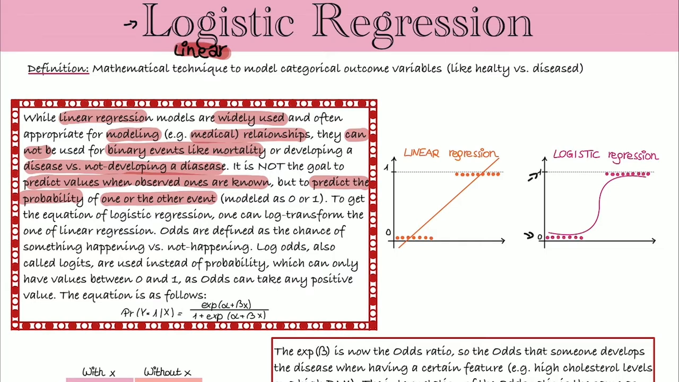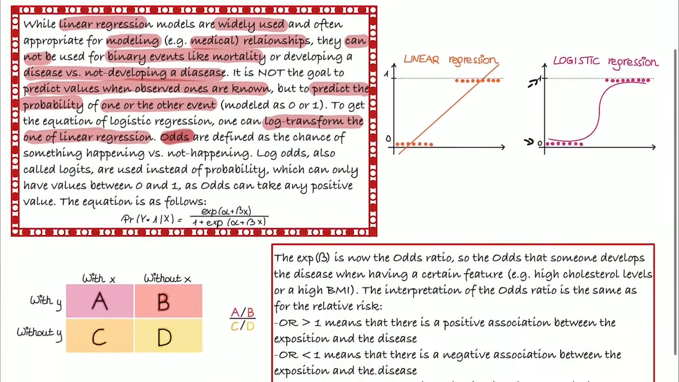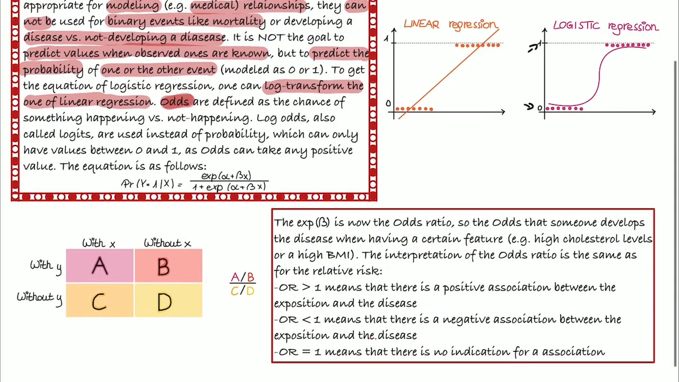Logistic regression is modeled as the log odds function of the linear regression. The log odds are also called logit. The odds, now we have to talk about odds first. So here you can see the mathematical definition of odds, and it's actually just a chance of something happening versus not happening. And the log odds is used instead of the probability because probability only can have values between 0 and 1. And the odds can take every positive value. That's what we want for logistic regression.